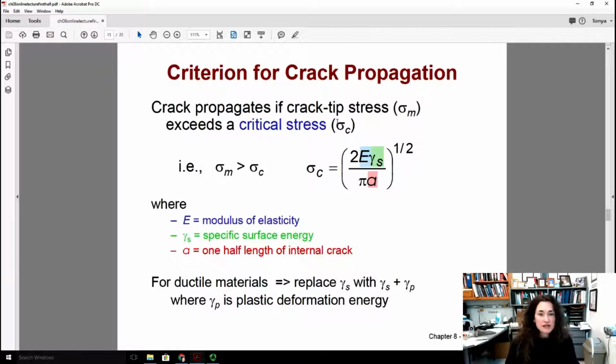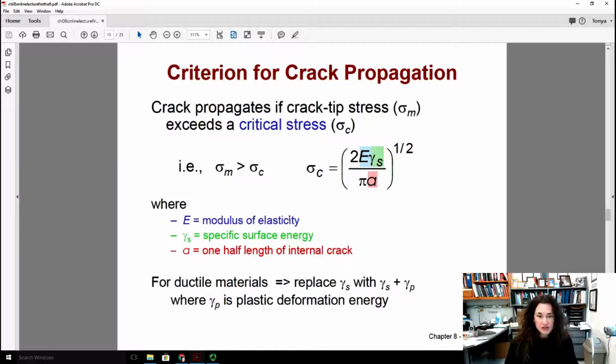Now, that crack is going to propagate if the crack tip stress sigma m exceeds some critical stress sigma c. Now, sigma c actually depends upon the specific surface energy. In other words, it depends on how much energy it takes to form a new surface within the material. That specific surface energy is gamma sub s. So the critical stress sigma c is equal to the square root of 2E gamma s divided by pi a.